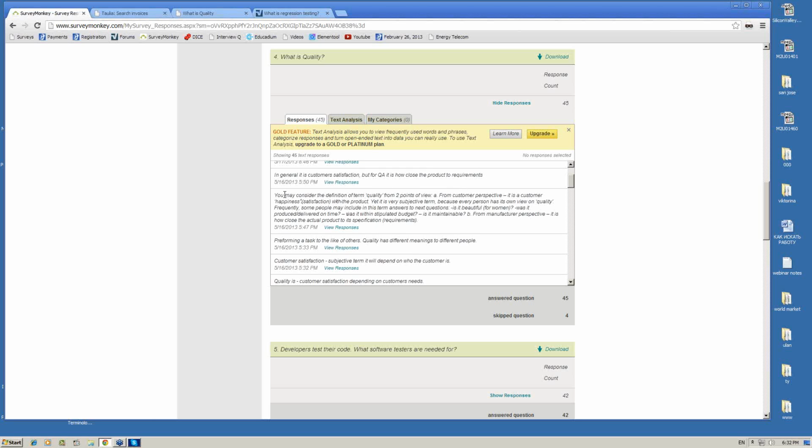Then we have a big one. You may consider the definition of the term quality from 2 points of view. From the consumer perspective, it is customer happiness, satisfaction. I like that.